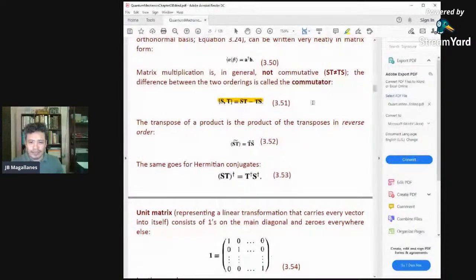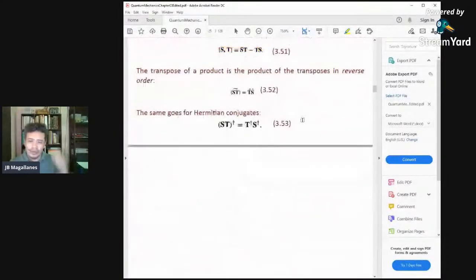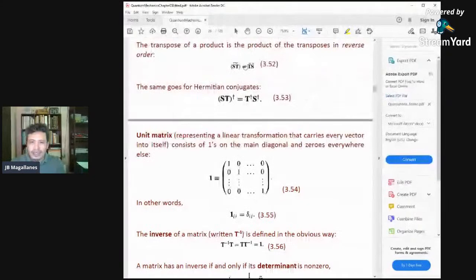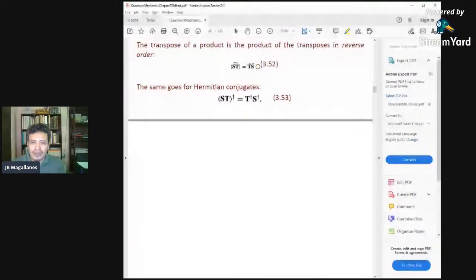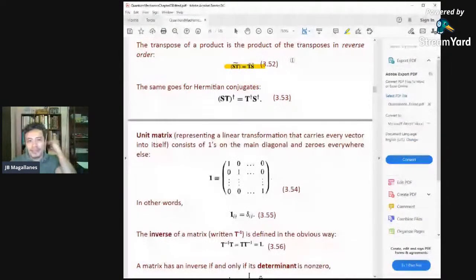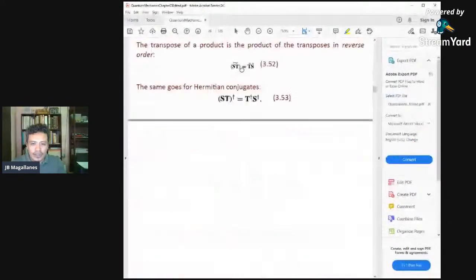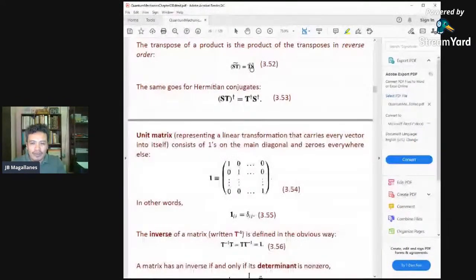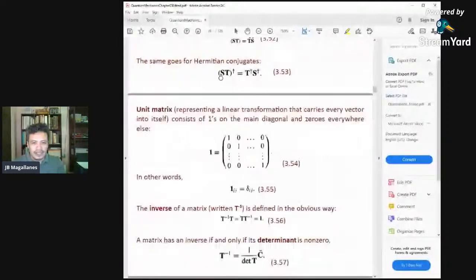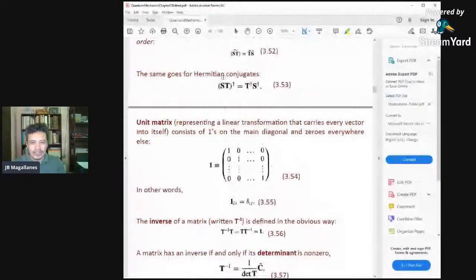Also, if you get the transpose of the product, this is just the reverse order product of the transpose. So this is the product of two matrices S and P. This is just equal to the product of the transpose in reverse order. And the same goes for the Hermitian. The rule is the same for the Hermitian transpose.